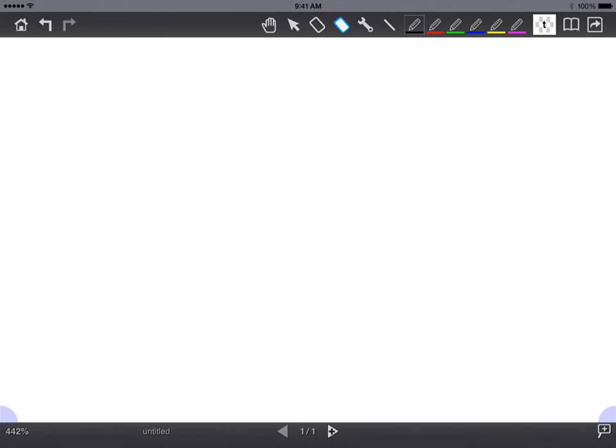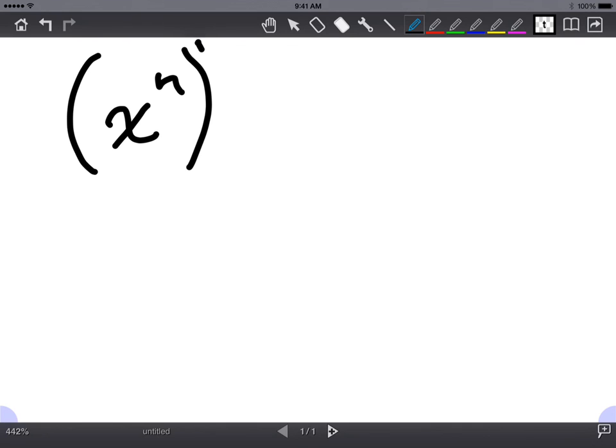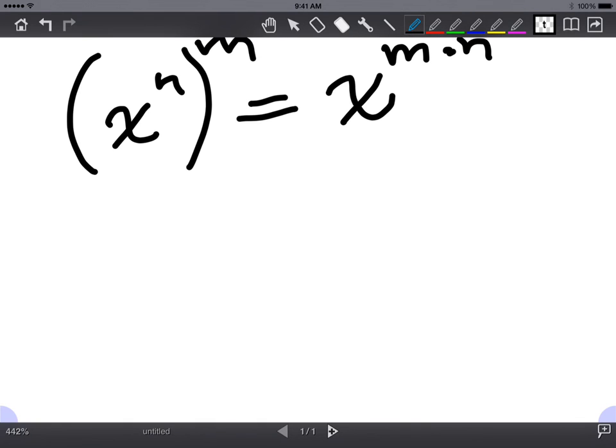Say we have x to the n, and we have parentheses, and we raise that whole thing to the m. Well, that equals x to the m times n.